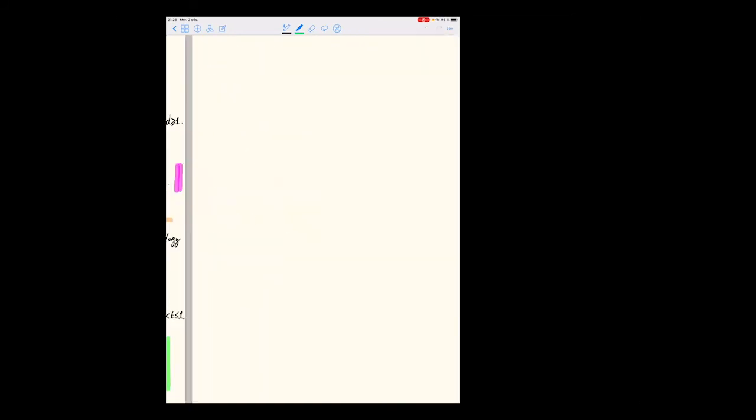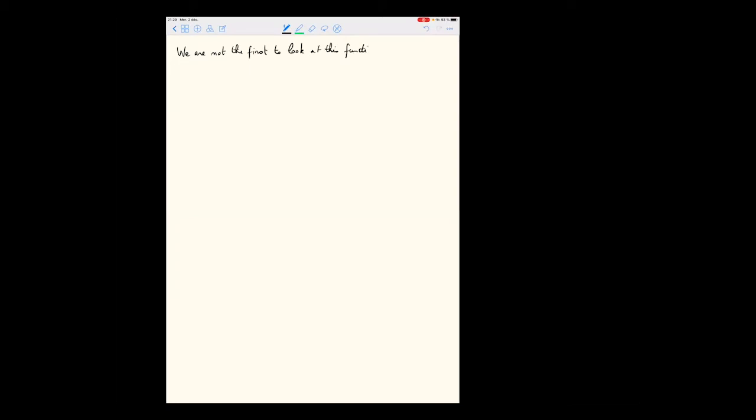Okay, of course, we are not the first to look at this functional version. So let me mention previous work on this. We are not the first to look at this functional version of Breuer-Major. And I suspect that even Breuer and Major tried to do it themselves in the 80s, but the tools were not available at that time.